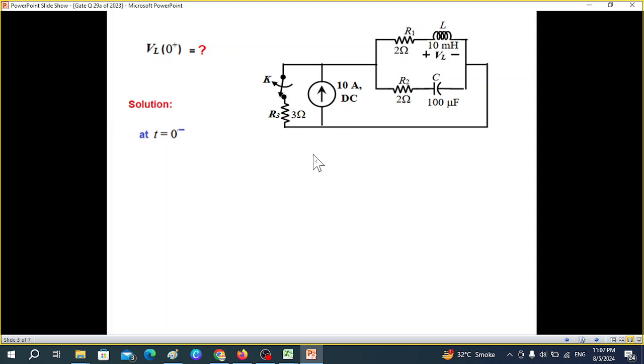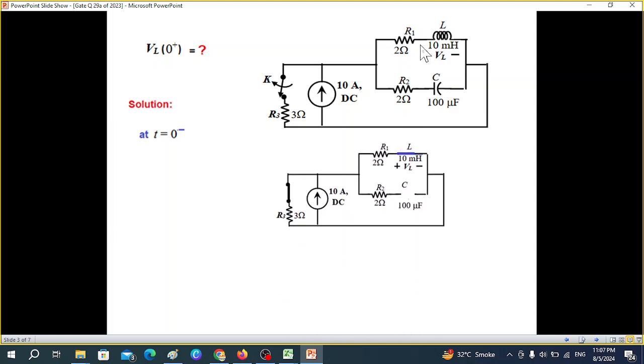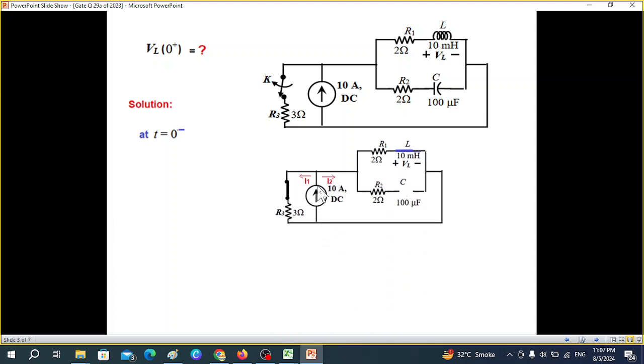The switch is closed. And as I mentioned, the inductor will behave like a short circuit, and the capacitor will behave like an open circuit. And now you can see this current has two paths. One is going through this and the other is going right. And on the right hand side, the lower portion is open, so no current will flow here. So this current I2 will only flow through the upper portion.